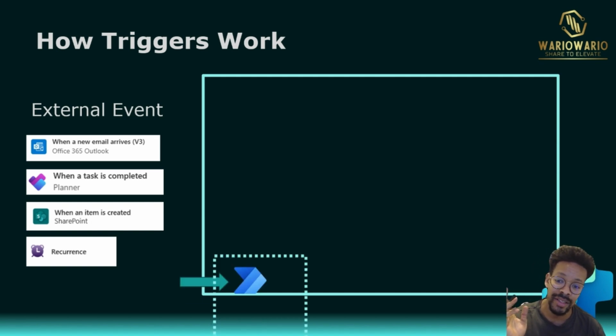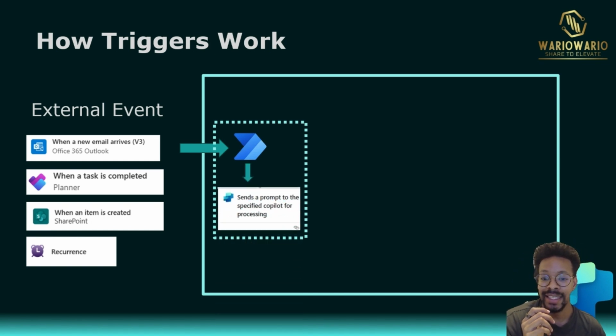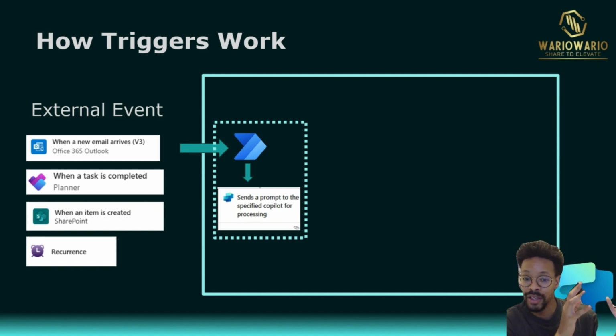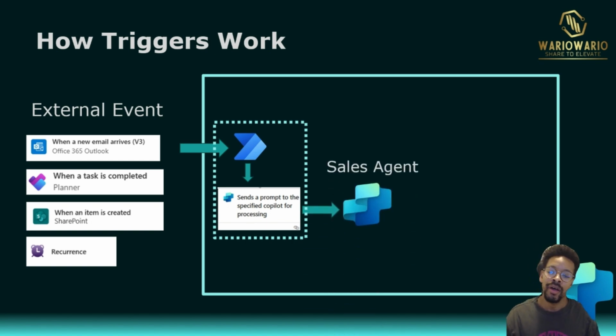So this external event gets picked up by Power Automate. And when Power Automate picks this up, it sends a prompt to the specified Copilot for processing. So an email arrives, is picked up in this connector, and then the content of the email is sent to the Copilot for processing. You can also send attachments, which is really good if you get a lot of, for example, invoices that come through with your emails. So then our sales agent, which we worked on in the last video, will get the prompt.